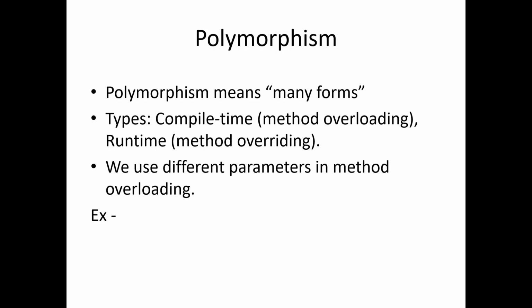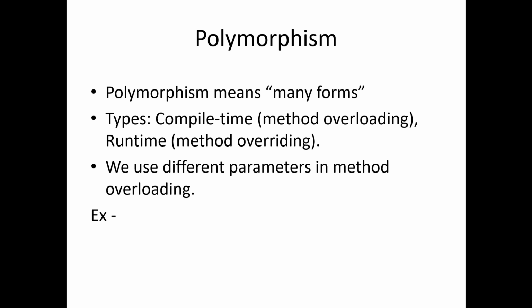So what do these terms overriding and overloading mean? First, coming to overloading, we use different parameters in method overloading. Like we have two methods with the same name, but how will the compiler differentiate between these two? The compiler will differentiate on the basis of parameters. So in the overloading concept we have different parameters, but the method name is the same.